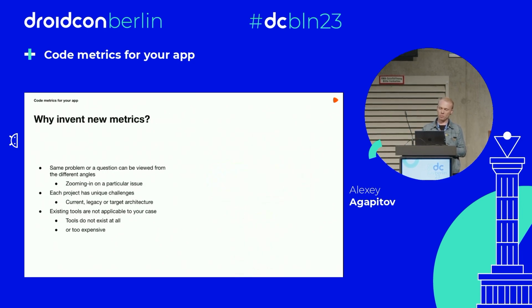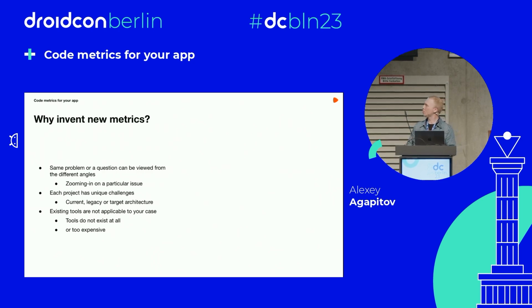Then, why would we invent our own metrics? As I already mentioned, you could measure the same problem with different metrics. You might have a more generic or holistic metric which explains the whole project, but you might want to zoom in on one particular issue which is happening, and measure that we're actually resolving this issue, so that whatever we're doing helps us avoid it in the future.